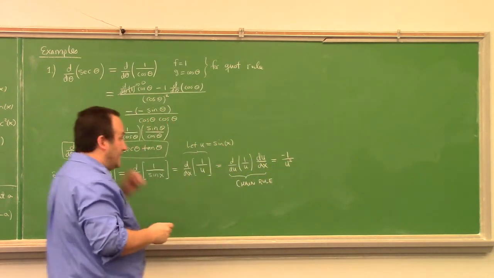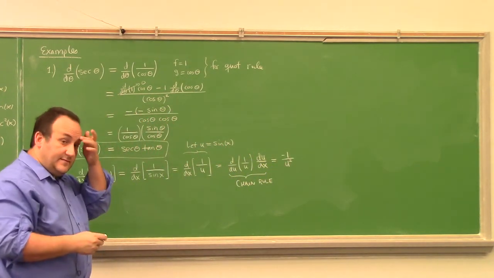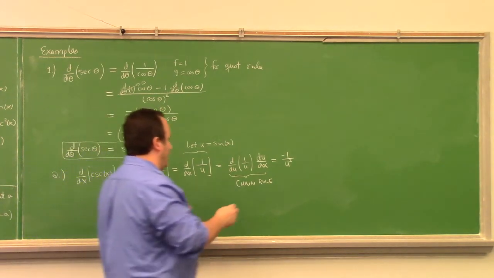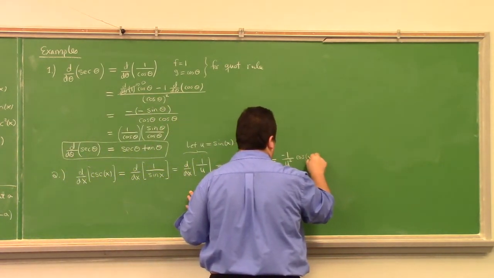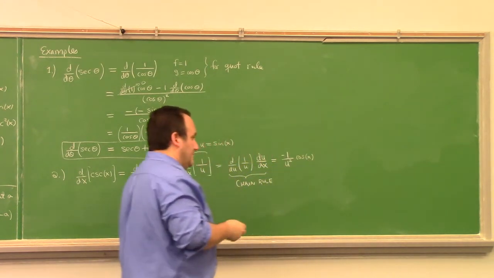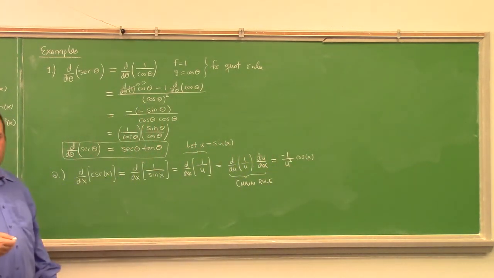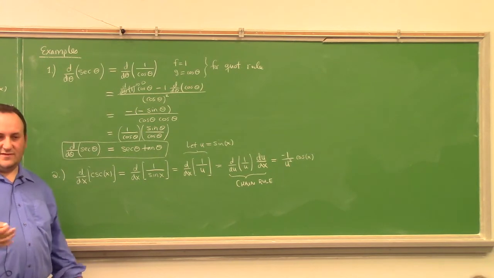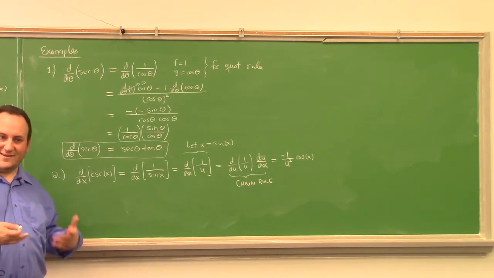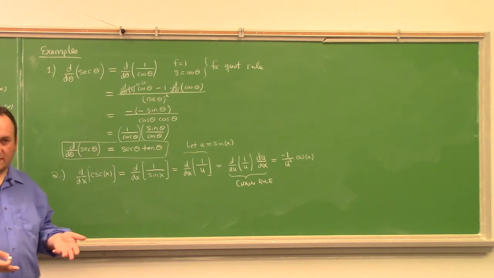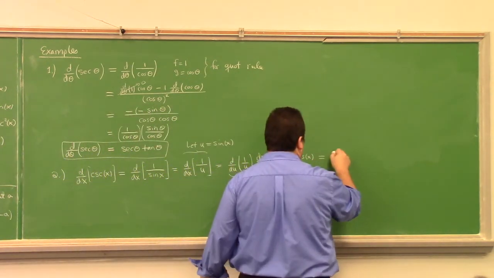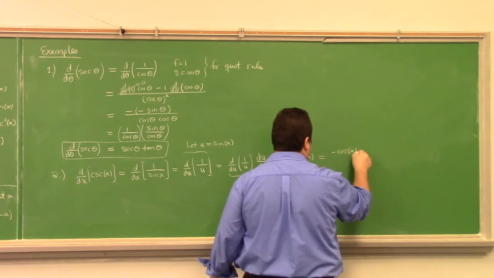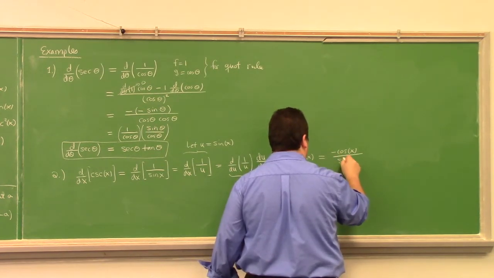And what's du dx? Well, what's the derivative of sine? Right. Yeah, just cosine x. Now, if you do this and you leave that as your answer, I'll be very annoyed, right? Like, we should go back to x at the end of everything. So what is u? u is sine, right? So this is equal to minus cosine x over sine squared x, right?